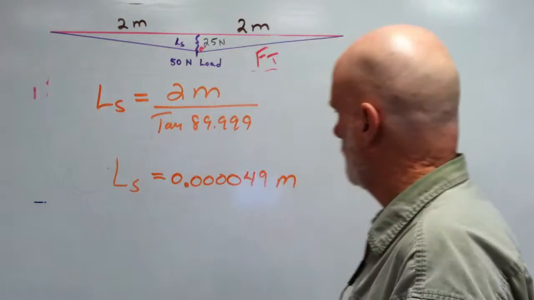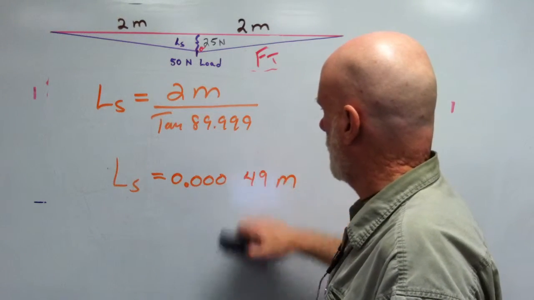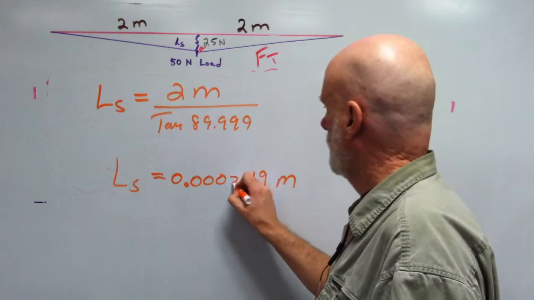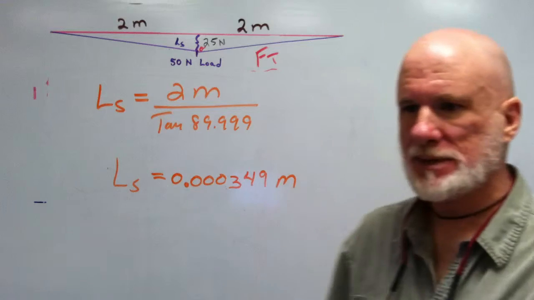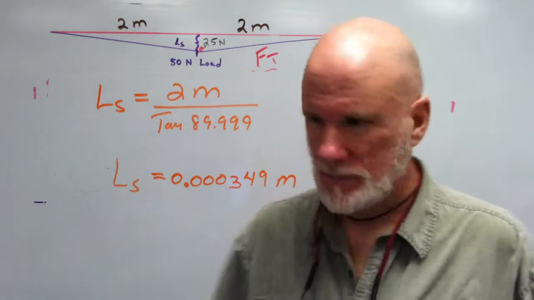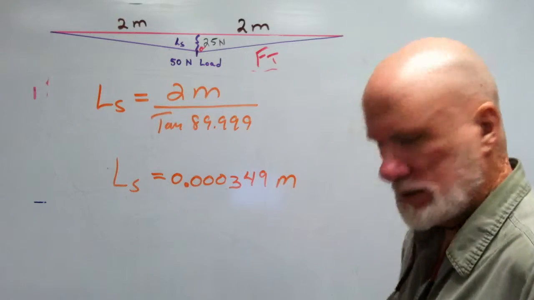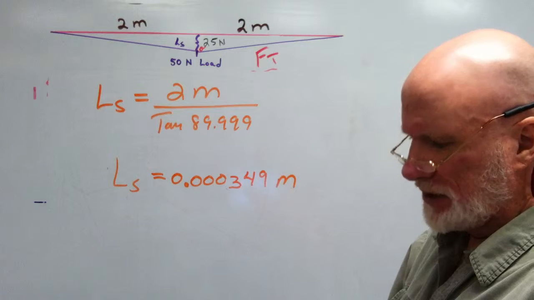Wait, change that 0 right there in front of the 4 to a 3. Are you all right with that? Add one more 0. I'm sorry. That's okay. We're here to double check each other.